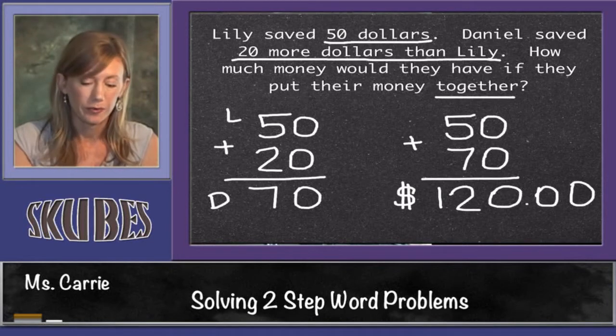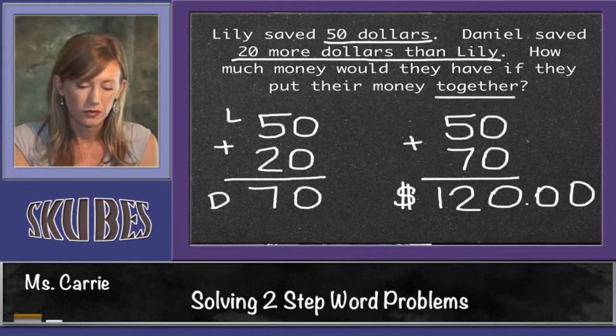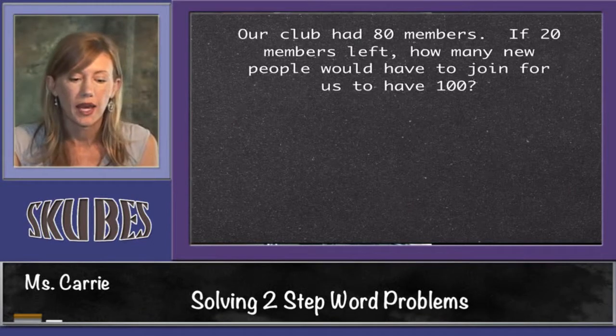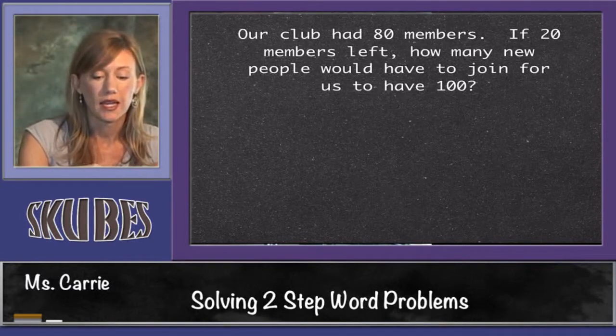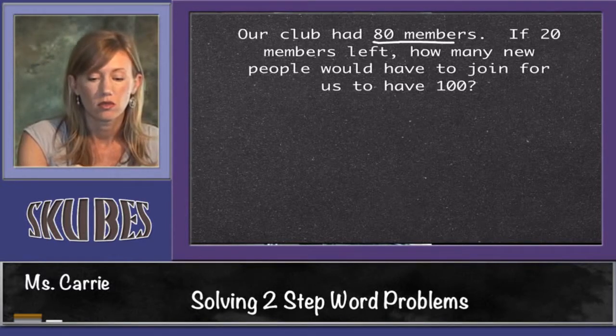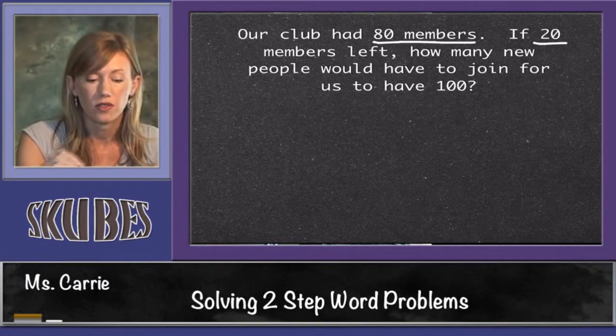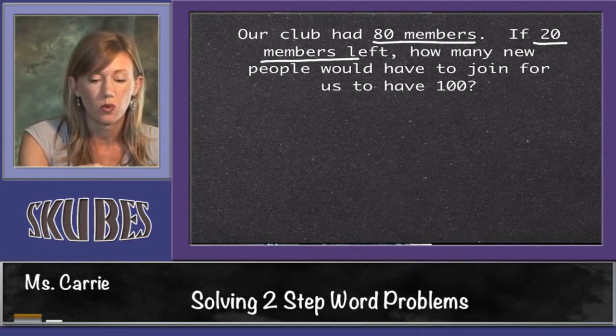Let's look at another problem. Our club had 80 members. If 20 members left, how many new people would have to join for us to have 100? Let's pull apart our key information. The club had 80 members. 20 members left. That means 20 members went away from the club.